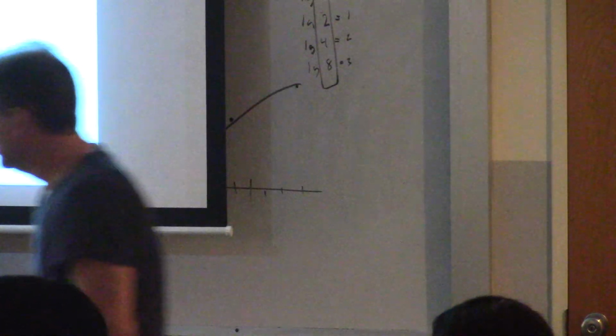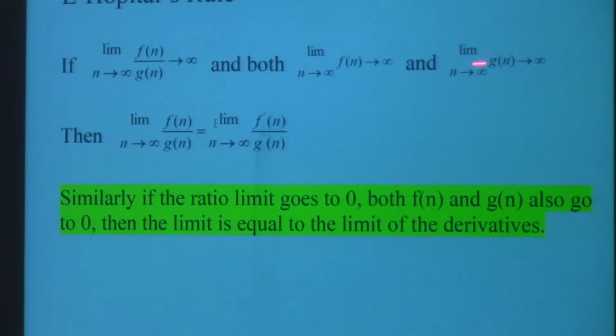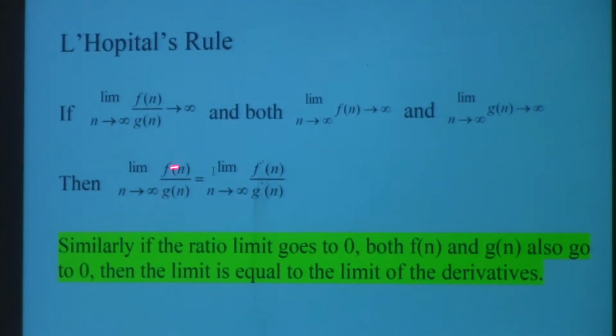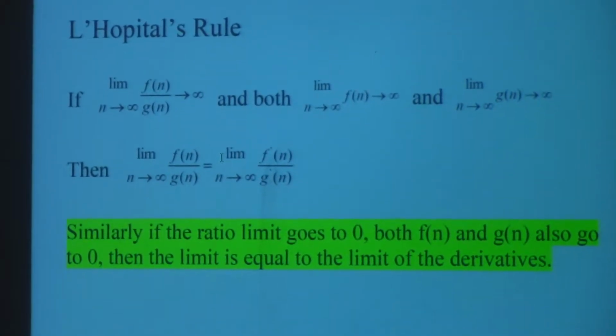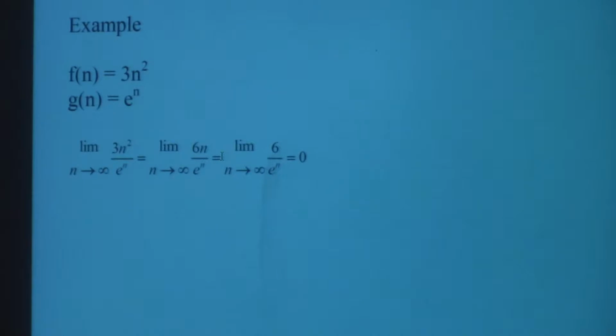Derivative. So that's the solution. So the idea is this. We take the limit of a ratio, and both the top and the bottom independently go to infinity. So the limit as it goes to infinity of the ratio is the limit of their derivatives. Let's try it right now.